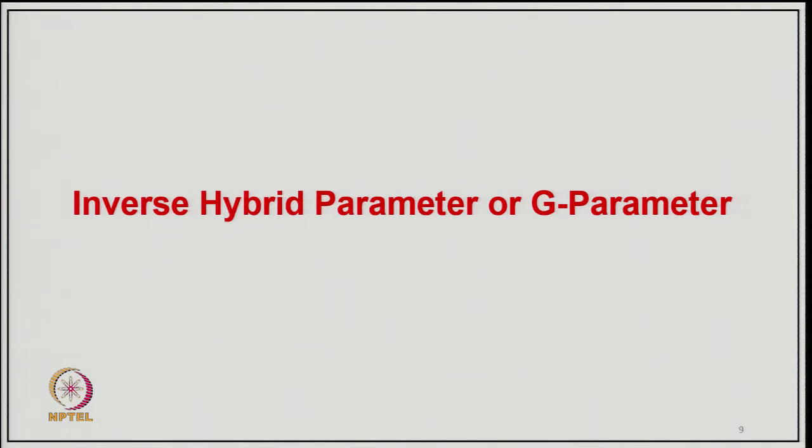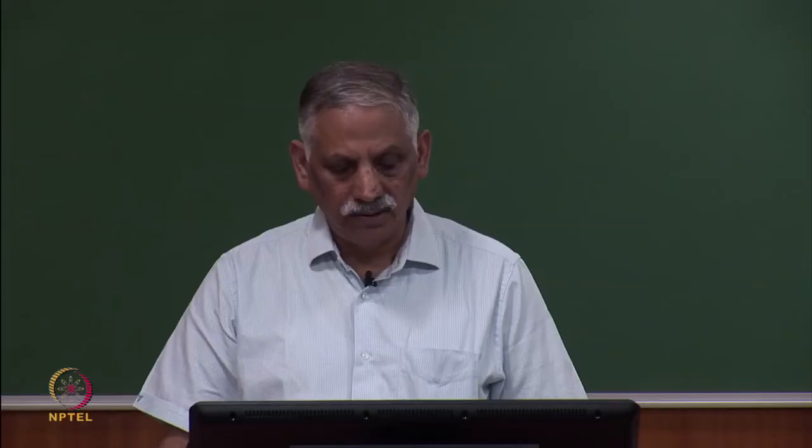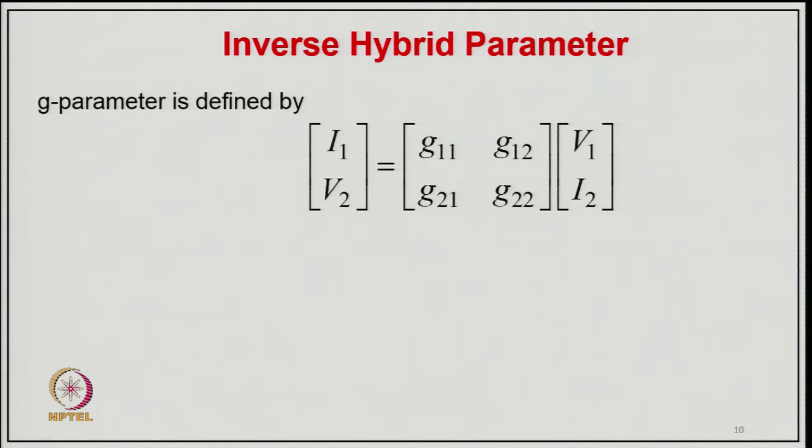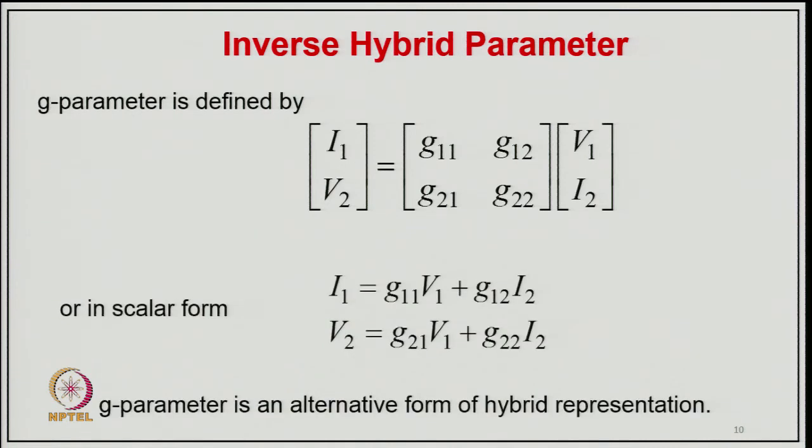So, now coming to the inverse hybrid parameters, or we call them G parameters, because that is H and here we call it G. The G parameter is defined in terms of I1 and V2 as a function of V1 and I2, and we call these coefficients G11, G12, G21 and G22. In scalar form, the matrix equation can be written as I1 equals G11 V1 plus G12 I2, and V2 equals G21 V1 plus G22 I2. The G parameter is an alternative form of the hybrid representation.